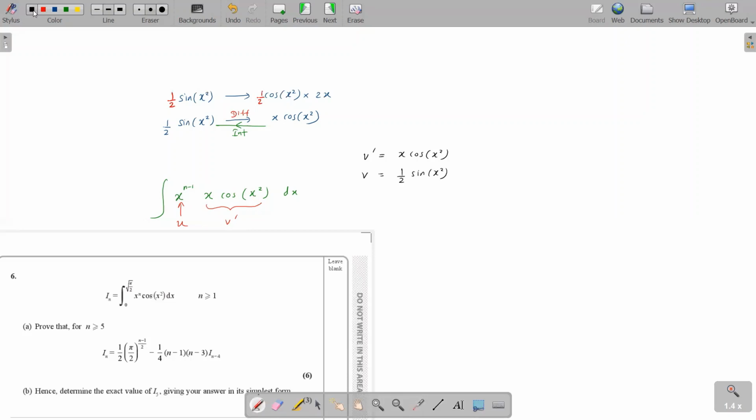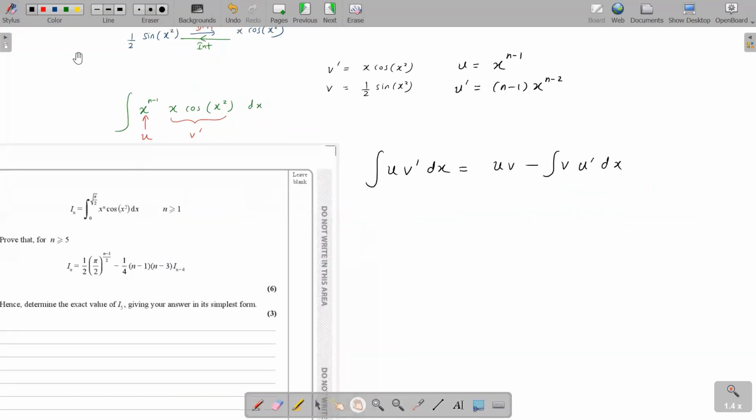Okay, so I'm about to use integration by parts. The integration of u v dash is uv minus the integration of v u dash. Here v dash is the dv by dx, and here u dash is the du by dx. So you can see I have written here v dash, the term that I'm integrating, is x cos x to the power 2. When we integrate, I get half sine x to the power 2. And then u is x to the power n minus 1, which means u dash is n minus 1 times x to the power n minus 2.